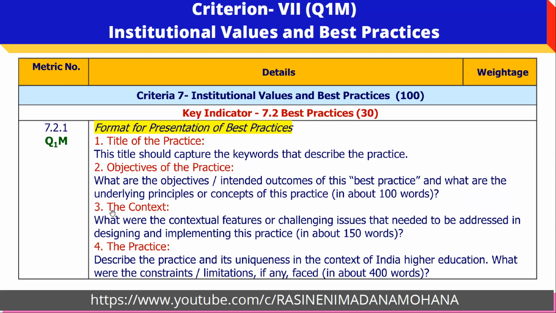Then the context is the next heading. What were the contextual features or challenging issues that needed to be addressed in designing and implementing this practice? This you can provide about 150 words. Then the fourth heading, the practice. Describe the practice and its uniqueness in the context of Indian higher education. What were the constraints or limitations, if any, faced? This you can provide about 400 words.